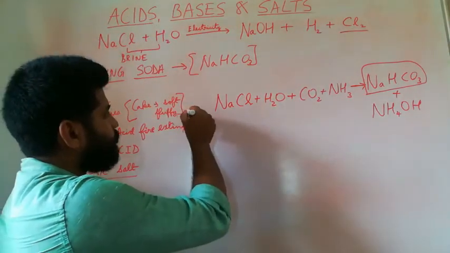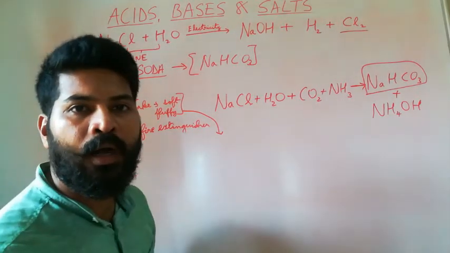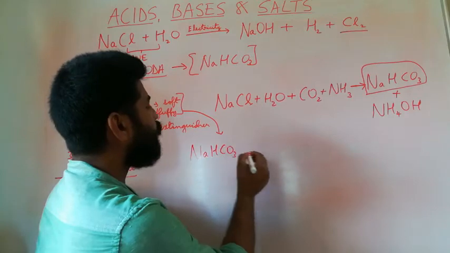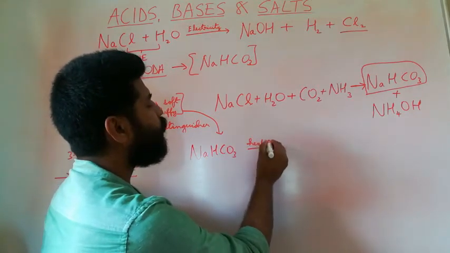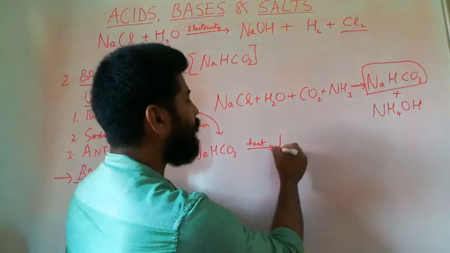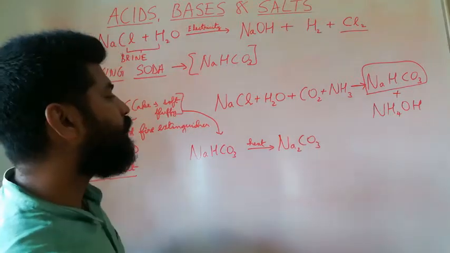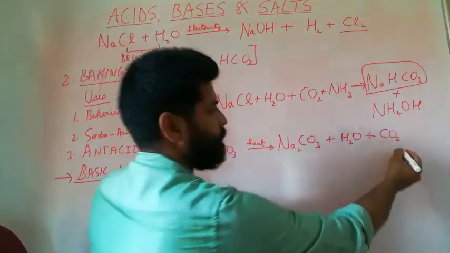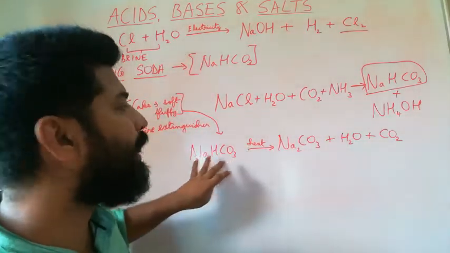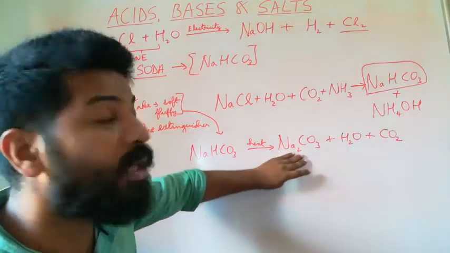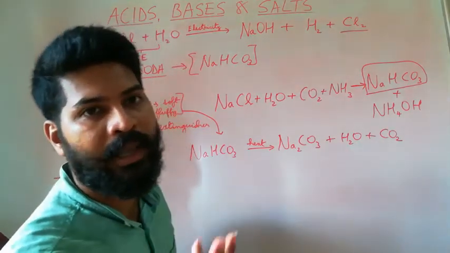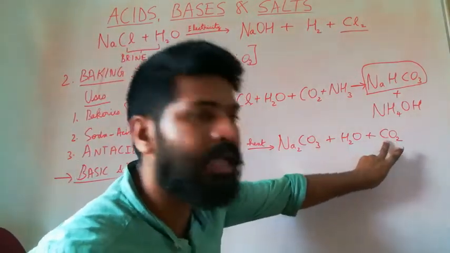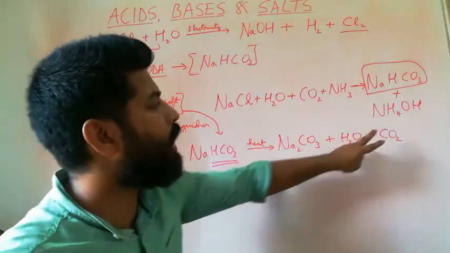What happens in the first case? When baking soda is added during cooking, we know that during cooking there is a lot of heat. So under the influence of heat, sodium hydrogen carbonate undergoes decomposition to give sodium carbonate, water and carbon dioxide gas. That is the thermal decomposition. Any carbonate containing compound will always produce carbon dioxide gas upon heating. Keep this in mind.